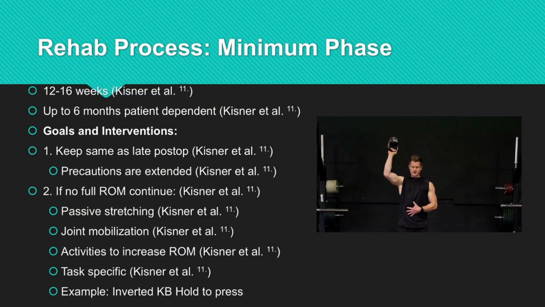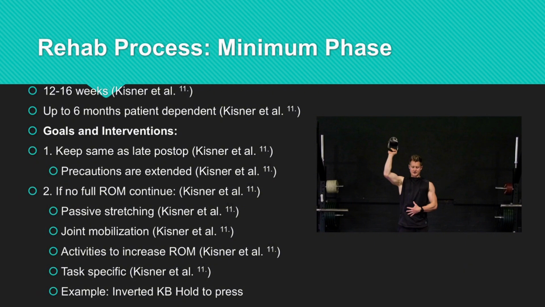Then once you get to the final phase, this is going to be around 12 to 6 weeks. It could even take up to about 6 months, just depending on the patient. So depending on how big the tear was, you want to keep doing the same protocols as from after surgery, and keep precautions as needed. If they've not gotten full range of motion back, you want to do continued passive stretching, do joint mobilization, continue to do active activities to increase ROM, and depending on the patient, make it task specific.